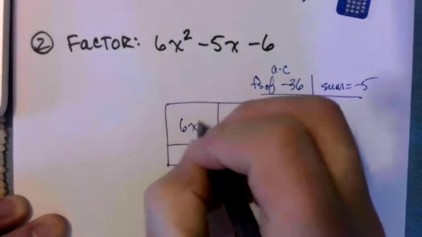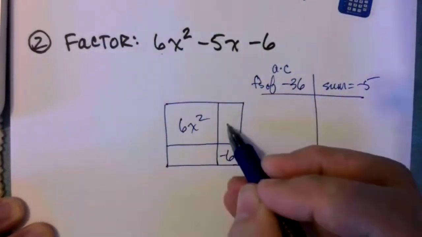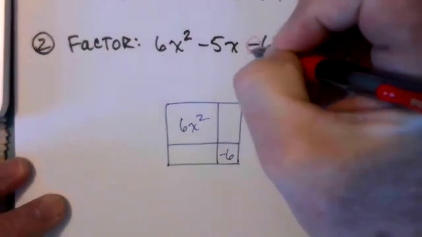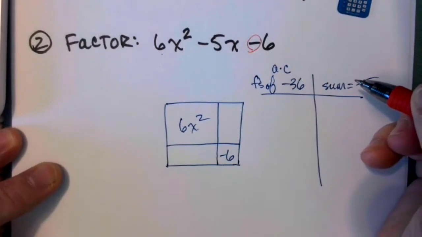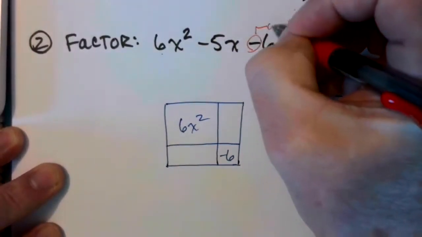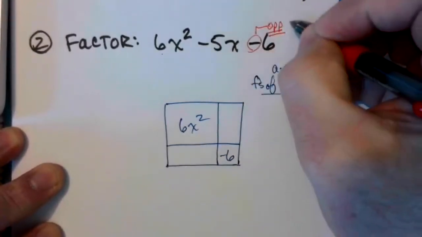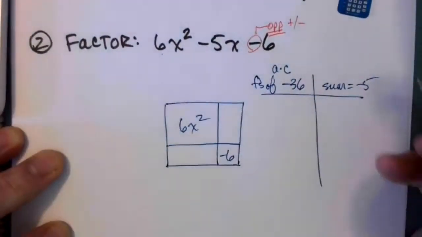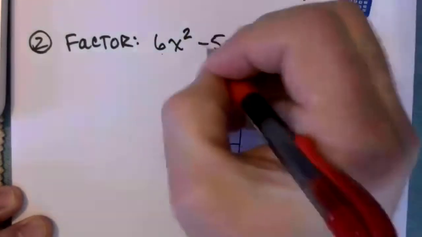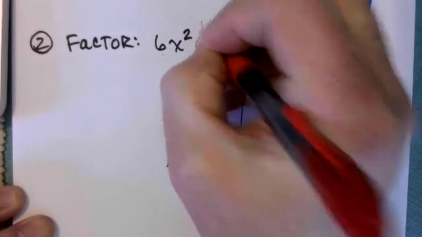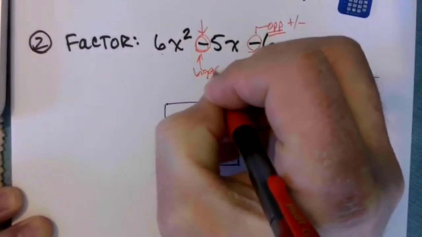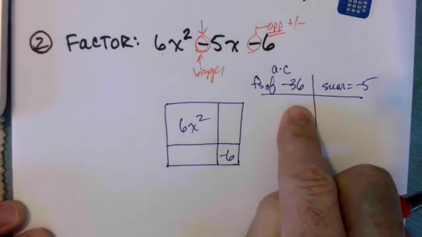Okay, so this is 6x squared. This is negative 6. And again, the question is what goes here? All right, so let's talk signs. If that's negative, I had to multiply a positive times a negative or a negative times a positive. So in other words, this just tells me the signs are opposite, or they're plus minus. I don't know which one's which at this point. I just know they're different. If they are different, then this tells me what the sign of the bigger of the two is, the bigger of the two that multiply to a times c.